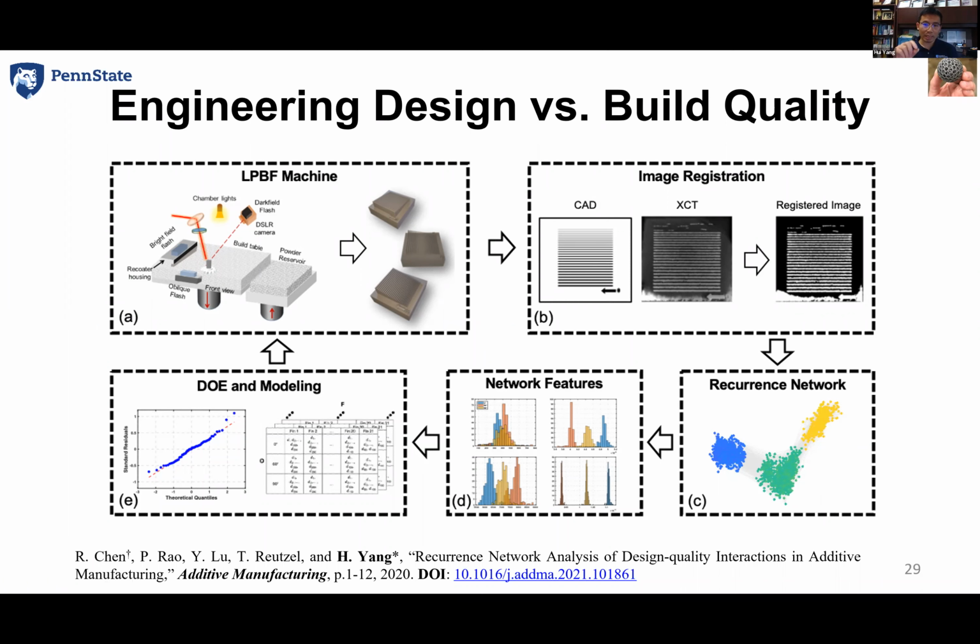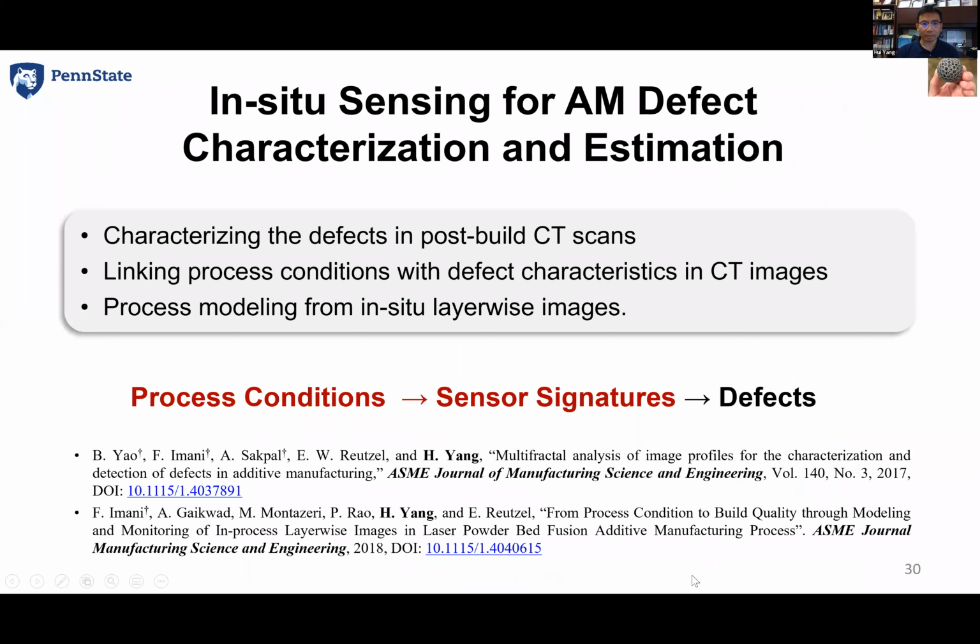You register the image and see each thin wall, and what is the quality inside the build, inside each thin wall, and whether there are discontinuities or different kinds of quality features, and how they relate to the design parameters like the height, width, and different process parameters. So this is the DOE and the modeling, and this is the recurrence network to quantify the build data, and then we try to build the relationship. Okay, and for more details, you can dive into this paper.